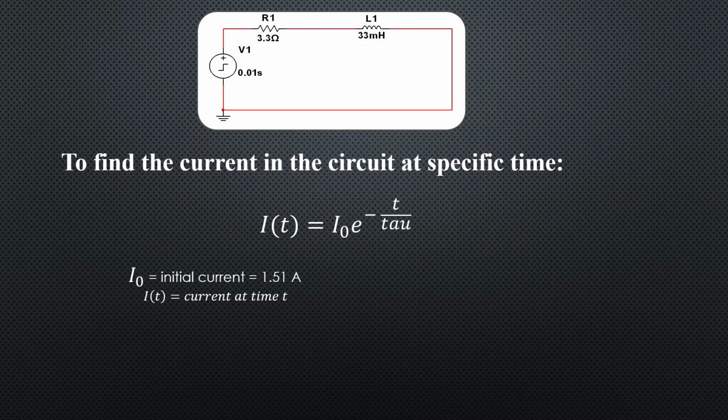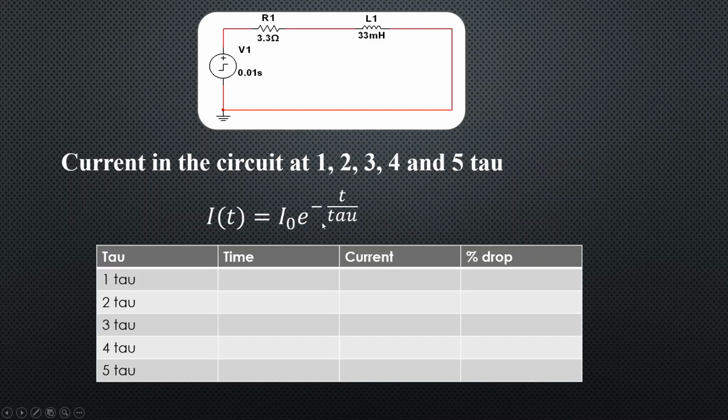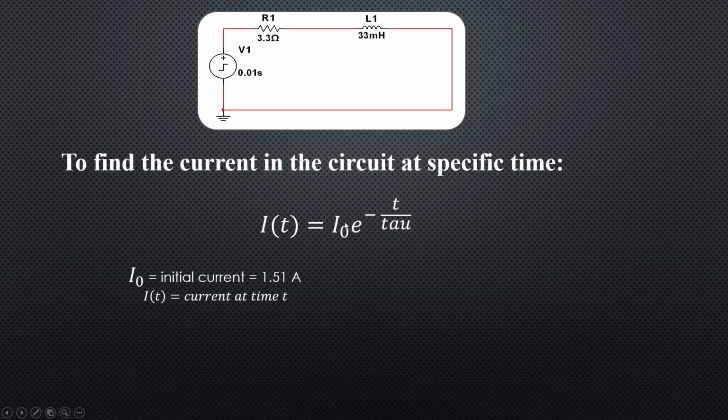Okay, to find the current in the circuit at any specific time, we can use this formula, in which you can see that I0 represents the initial current in the circuit, and I(t) the current at a specific time. This is tau, and this is time. This is the exponential, and the initial current, as you can see, is 1.51 ampere.